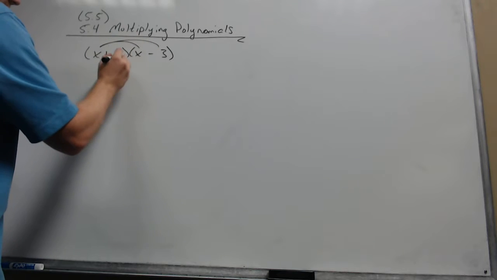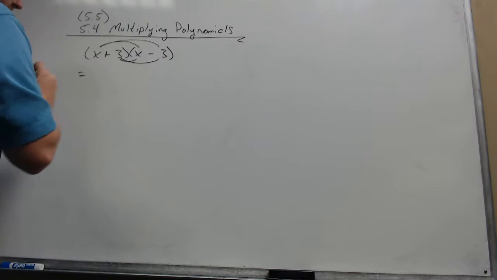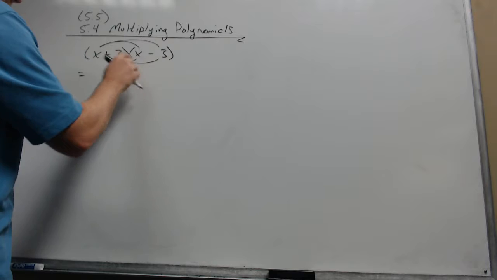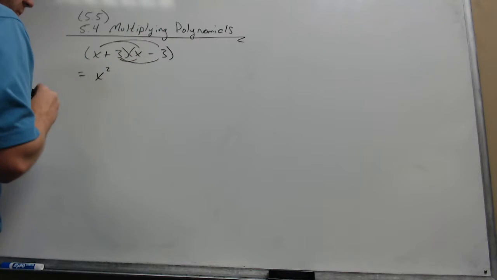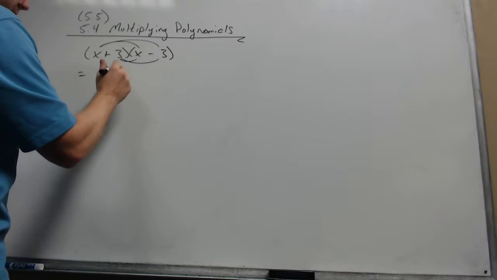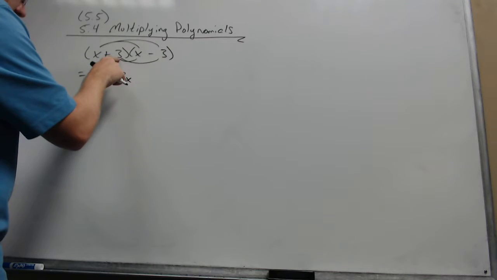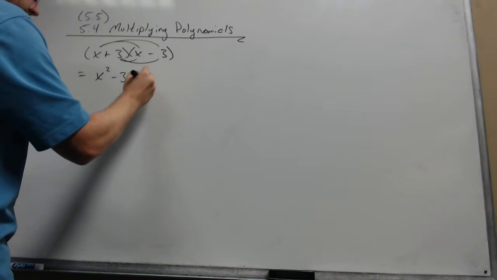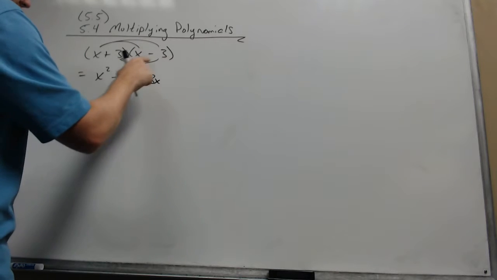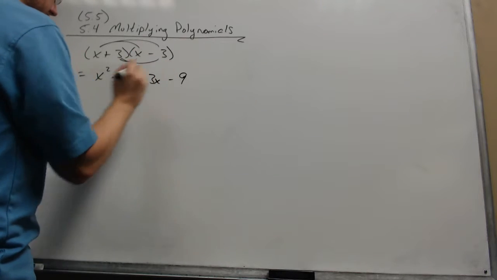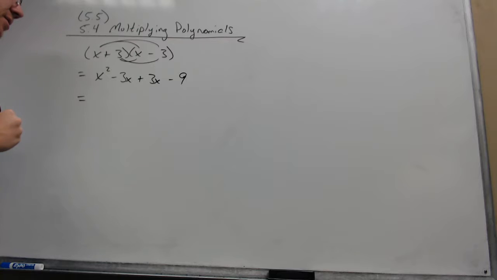right, distribute the x, distribute the 3, x times x, x times negative 3, that'd be a negative 3x. Okay. All right, now take the 3 and distribute it, 3 times x, and 3 times negative 3, negative 9. All right, so there's nothing that changed in this foiling process.